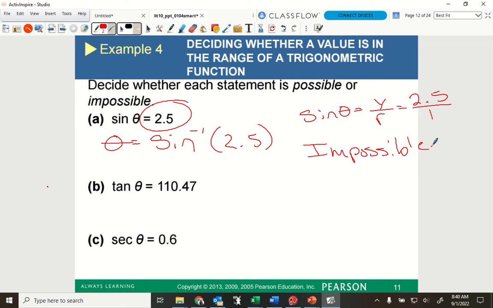We're going to keep referencing this, and that's why I keep telling you over and over again: the things you have to know are x, y, and r. Always x, y, and r. We're going to do this a lot with your x, y, and r. So tangent theta is y over x.